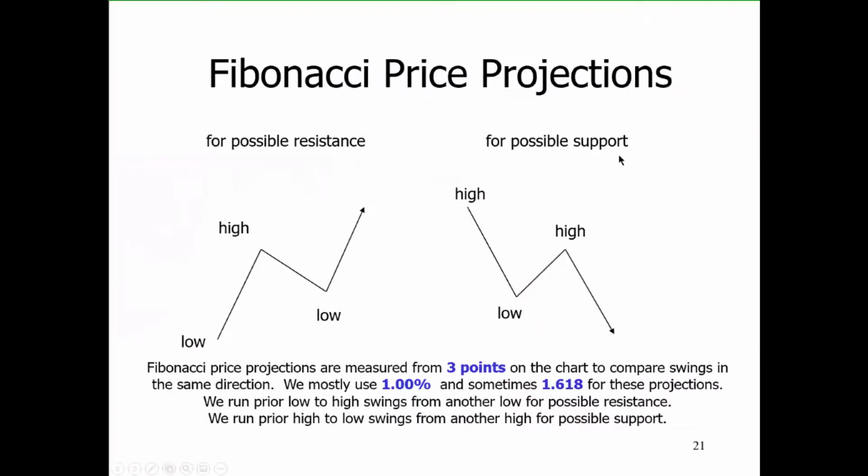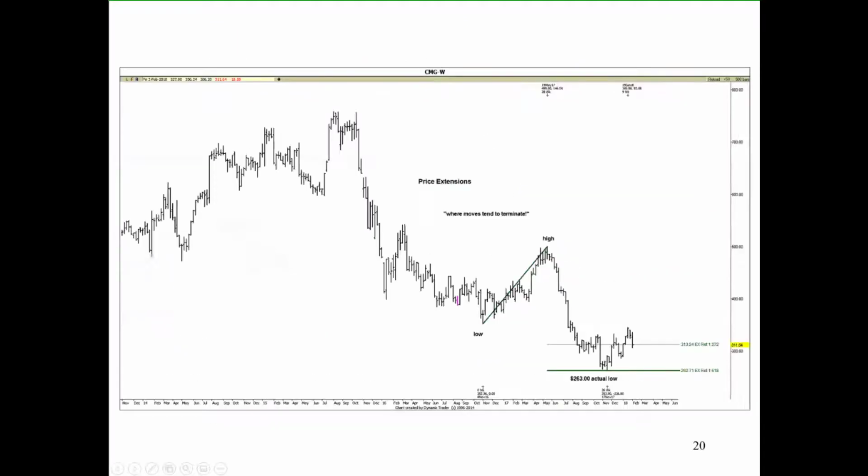And let's see, I have to go back one here. All right, and then here's an extension on a weekly chart of CMG, okay? So here I took a major low to high swing, and we were going straight down in this one for a while, so I wanted to watch for areas where the move might terminate. No such luck at the 1272, but the 1618 extension ended up putting in a major low.